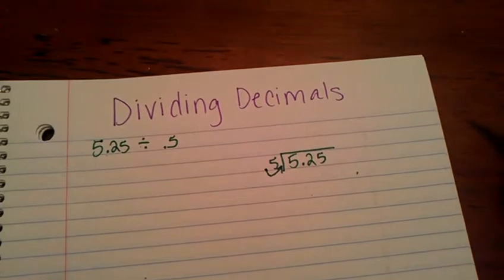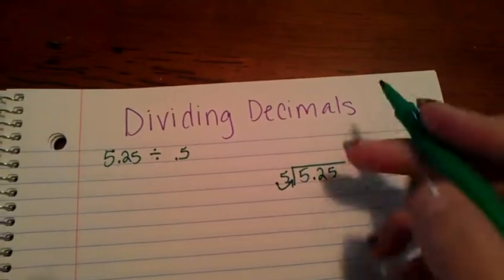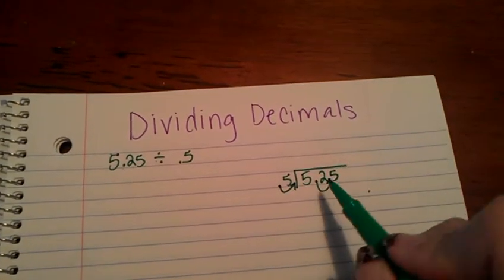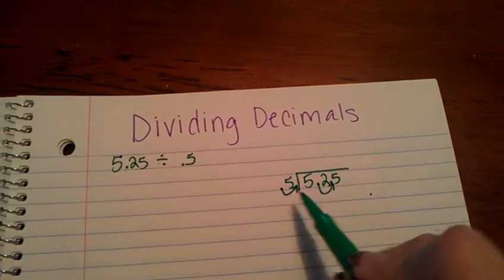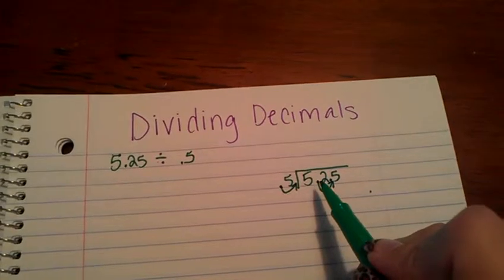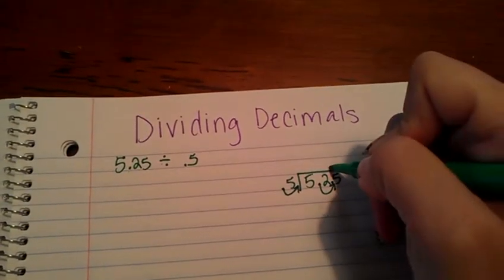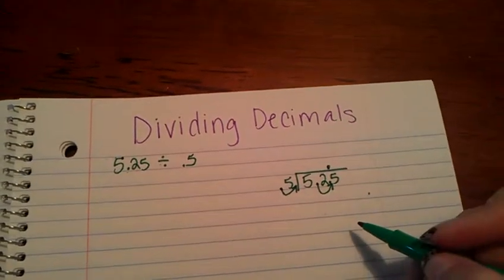That becomes 5. But if I move it here, I have to move it here. One space for one space. So here is the new place of my decimal. Now I have a whole new problem. My problem is 52.5 divided by 5. So I move my decimal up into my answer bracket.